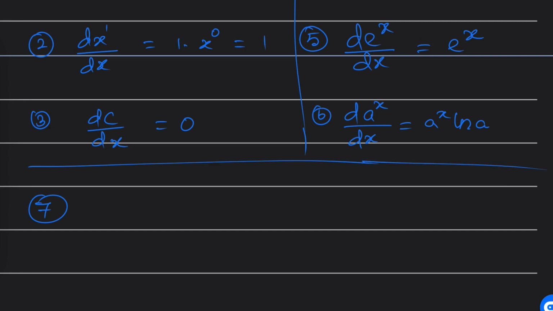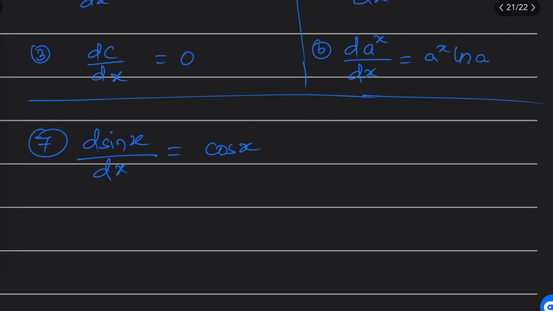Seventh: differentiation of sin x with respect to x is cos x. Eighth: differentiation of cos x with respect to x is minus sin x. One trick I am telling you: whenever you are finding differentiation and the function starts with c, like cos, it will come with a negative sign, so minus sin x.